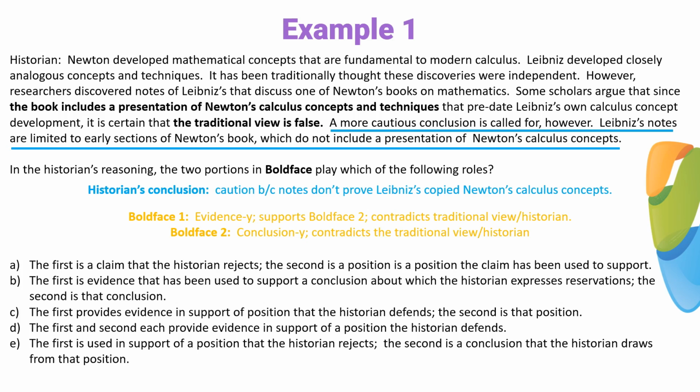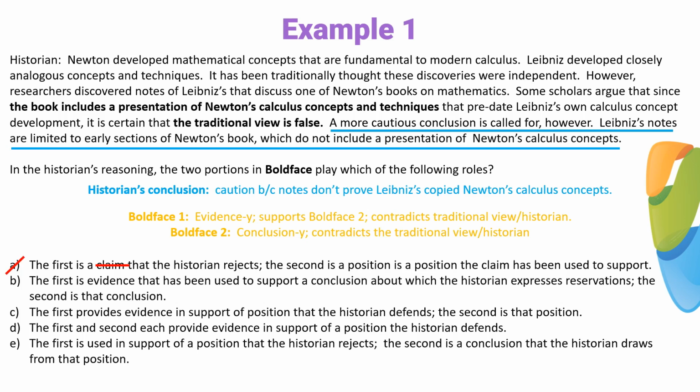First thing we check, they must label the first statement with an evidence-y kind of word, and they must label the second statement with a conclusion-y kind of word, which means A is out. A says the first statement is a claim. A claim is a conclusion-y kind of word, not an evidence-y kind of word. We don't have to read any further. Eliminate answer choice A. Now B says the first statement is evidence. Yep. And it says the second statement is a conclusion.